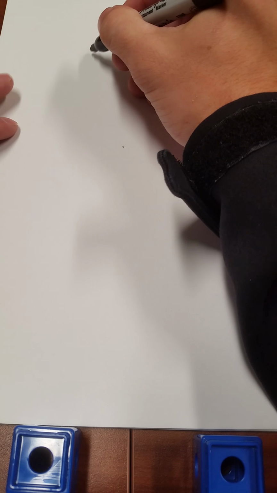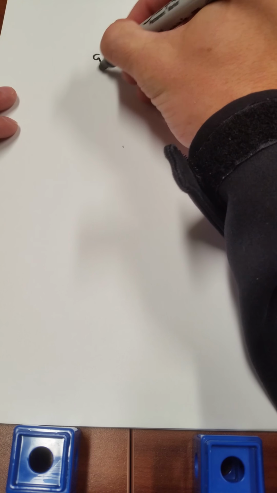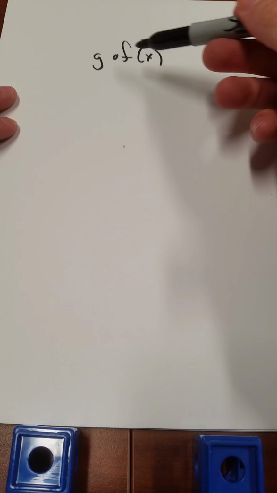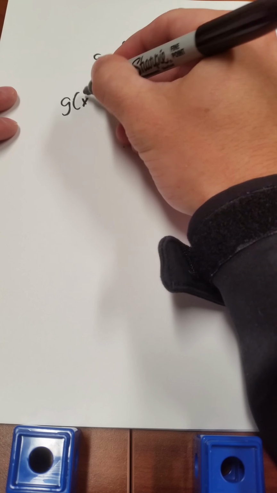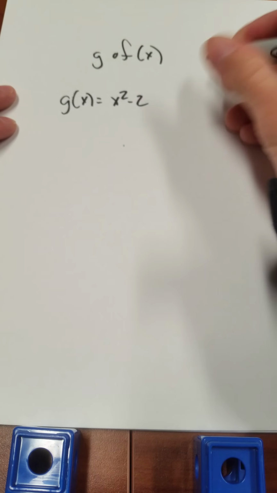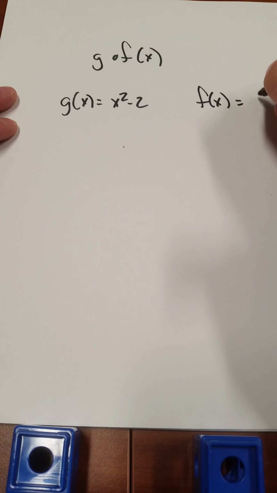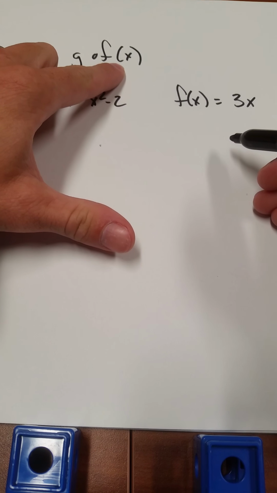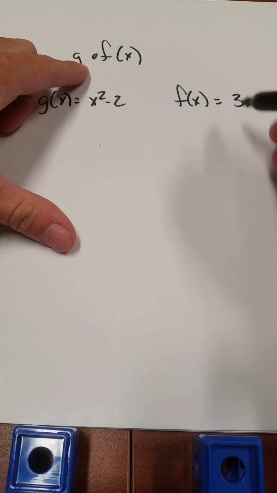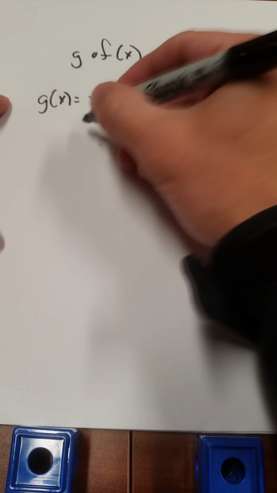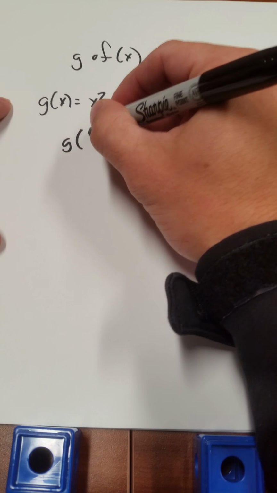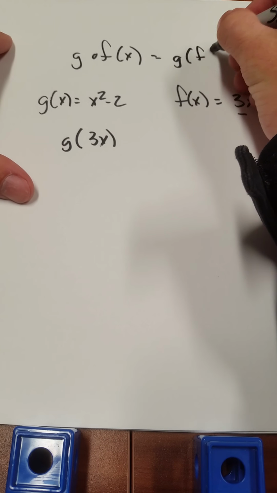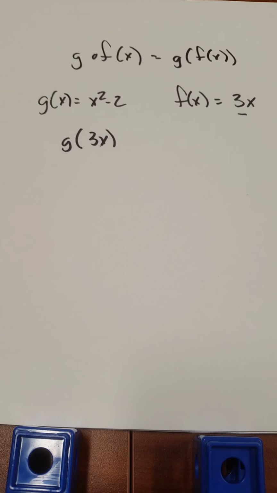Let's say they're asking for g of f of x. All right, so you work from the right to the left. Let's say g of x equals x squared minus 2. F of x is 3x. Okay, so you work from left to right. It says plug f into g. So I'm going to plug this into that. So they're asking for g of 3x because this is the same thing as that.